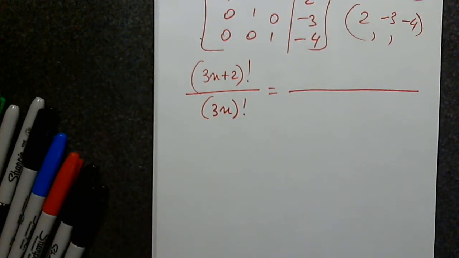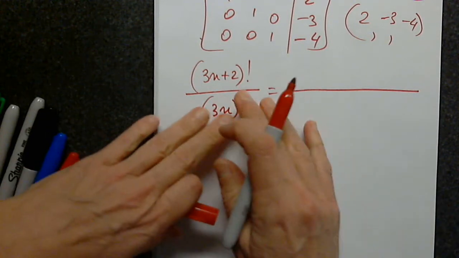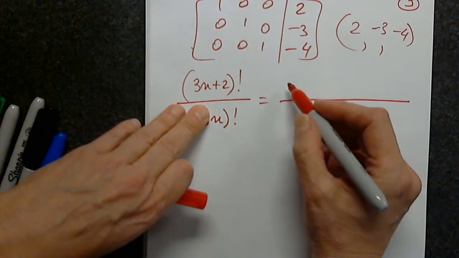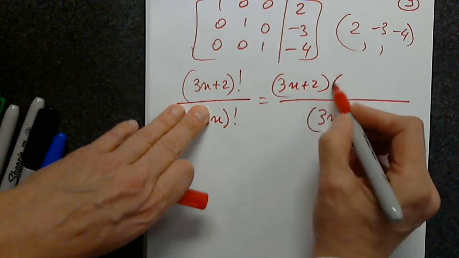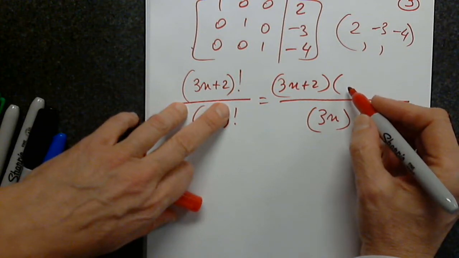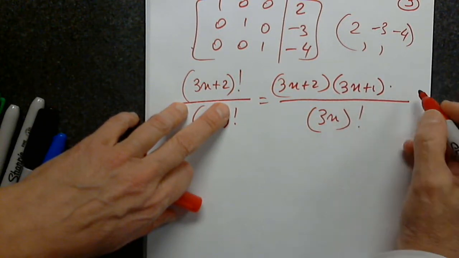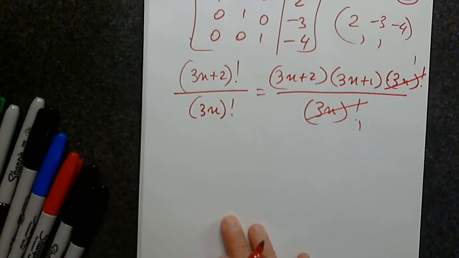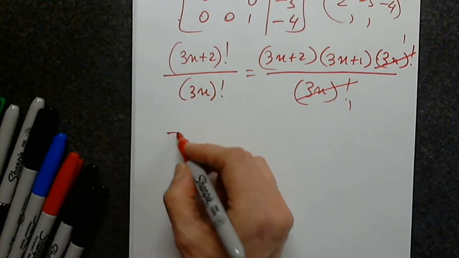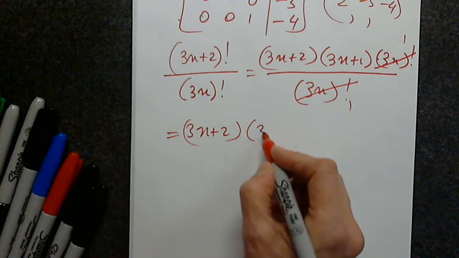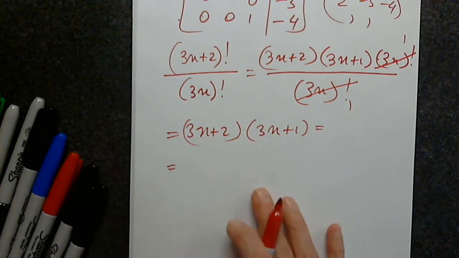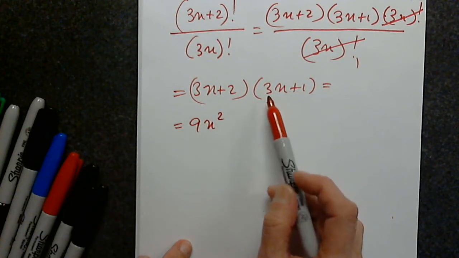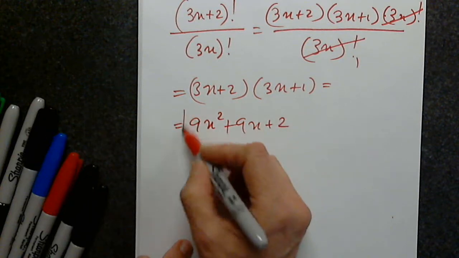Which of these two is bigger? 3n plus 2. Correct. So how will I present? So I will not touch 3n factorial. How do I present the top then? 3n plus 2 times n factorial. So this is 3n plus 2 times 3n plus 1. We distribute, combine like terms, 9n squared plus 3n plus 6n, that's plus 9n, and plus 2.